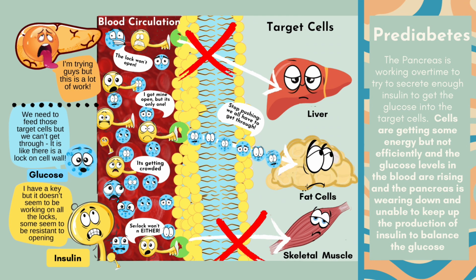This next slide is prediabetes. This is different than insulin resistance in the fact that the pancreas has gotten tired enough that even though it is secreting insulin, it just can't secrete enough insulin to keep the glucose numbers down. So this is the point at which we see the A1C come up. This is going to be an A1C greater than 5.6.